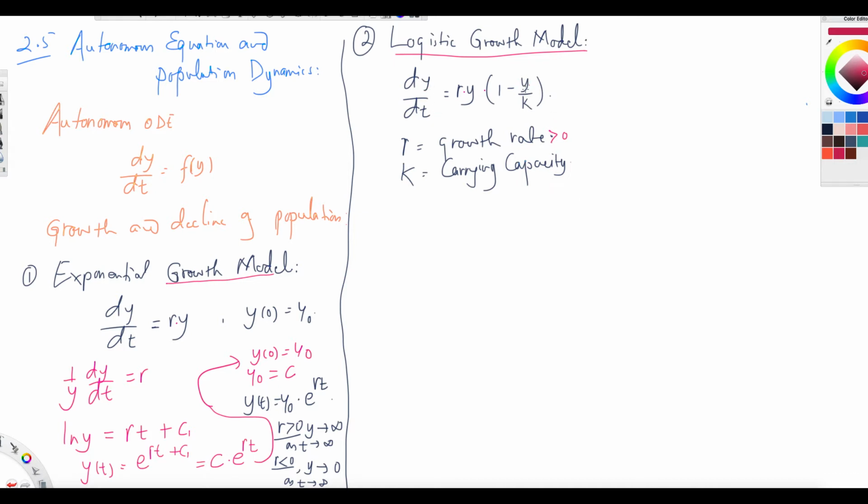But if y is too small compared to k, meaning there are too few people for the resources, then this y over k will be less than 1, because y is smaller than k. This fraction will be less than 1, and 1 minus a quantity less than 1 will be positive. At that time dy over dt will be r times y, a positive derivative, meaning the population will grow. Okay guys, so that's the explanation of this model.